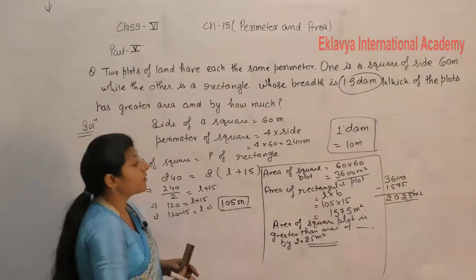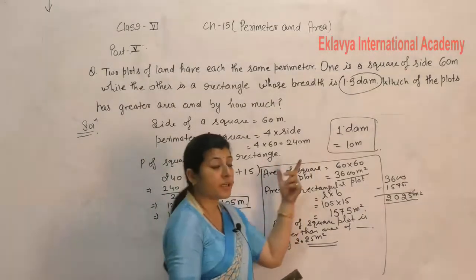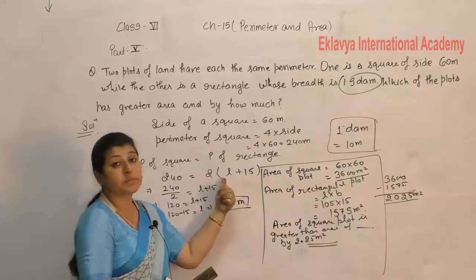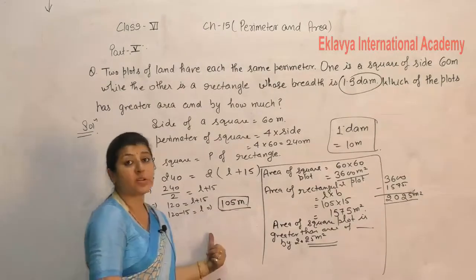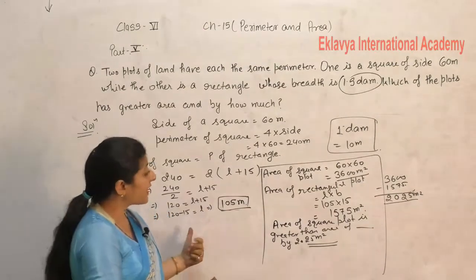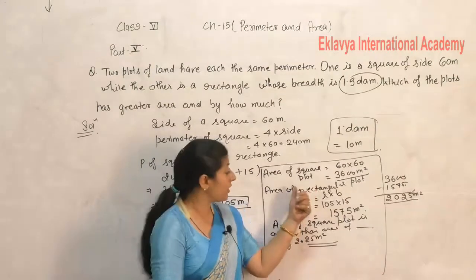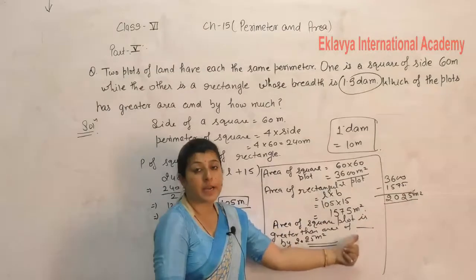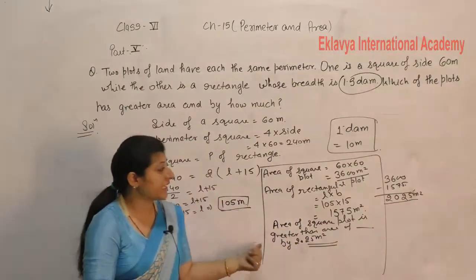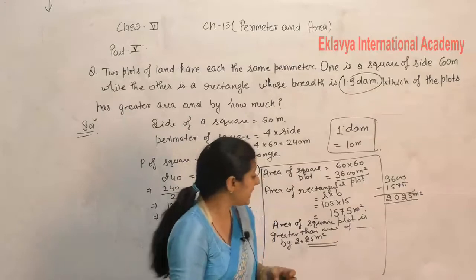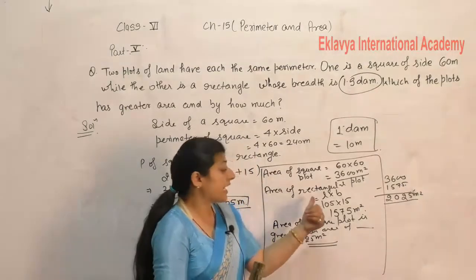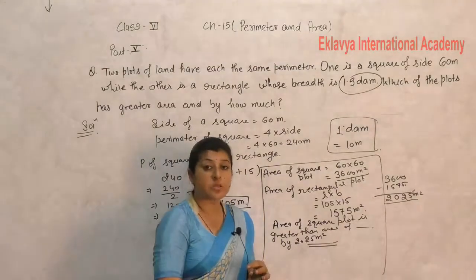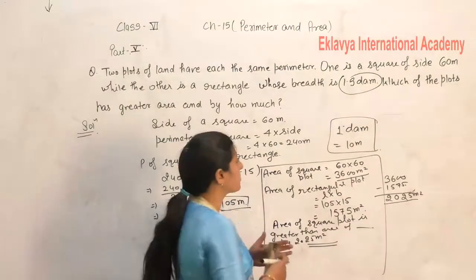Perimeter of square is equal to 4 multiplied by side and perimeter of rectangle is equal to twice of length plus breadth. Here length term is missing. So firstly we find out the length of the rectangle. Then we can easily find out area of square plot, then area of rectangle, and we can compare it by subtracting. Then we can say easily that area of square plot is greater than the area of rectangular plot by 2025 meter square.